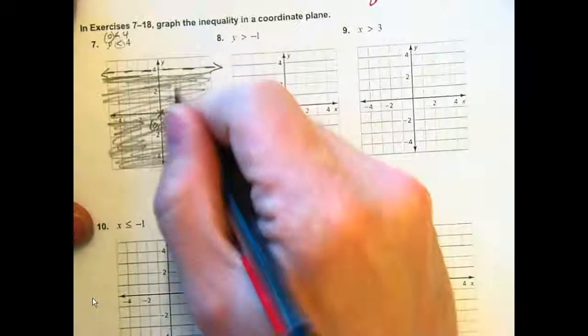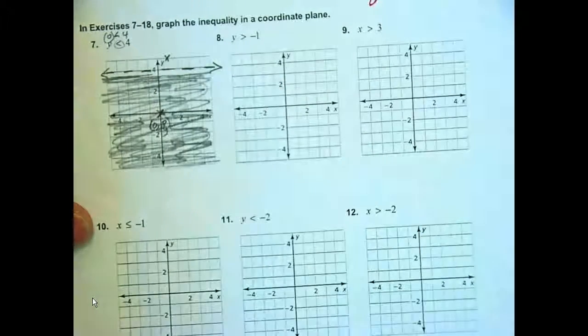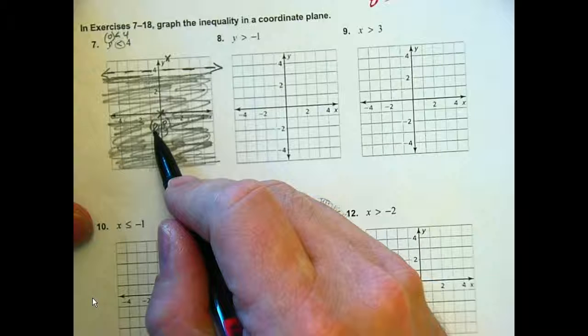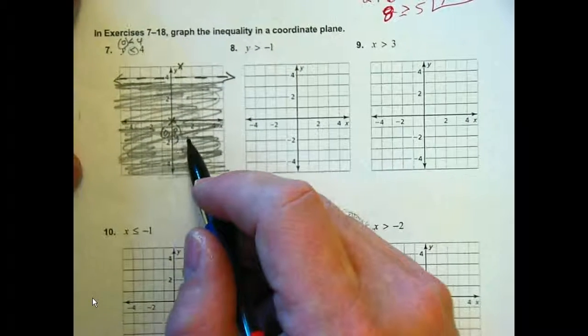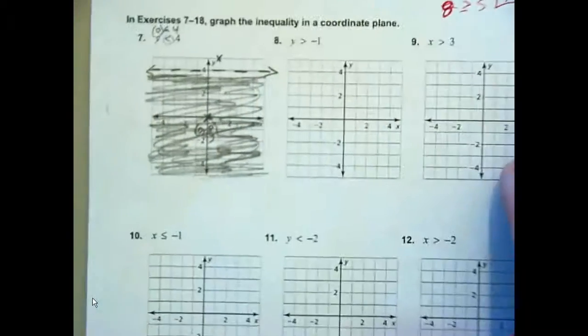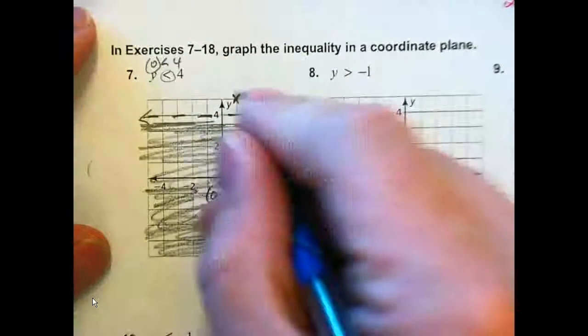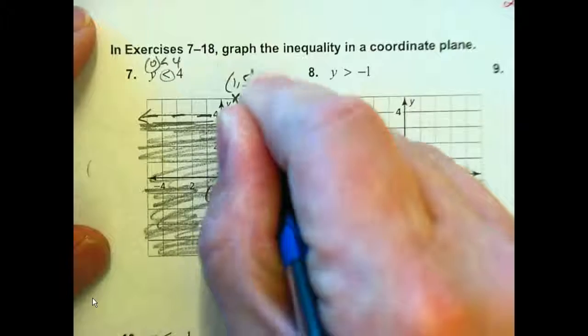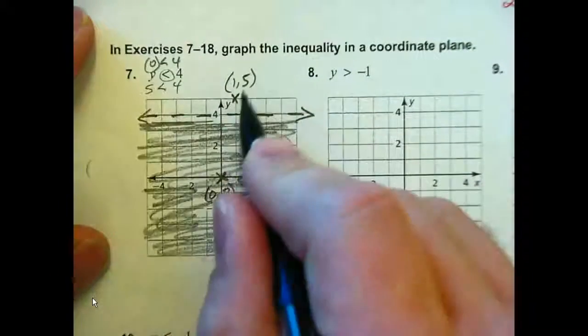Okay? So if I tested this point, what's the coordinate of that point? That is 1, 5. Cassie, take your earbud out. What's the coordinate of this point? 1, 5. And what's our y in this? 5. So if I put that in, is 5 less than 4? No. So it can't be on there.